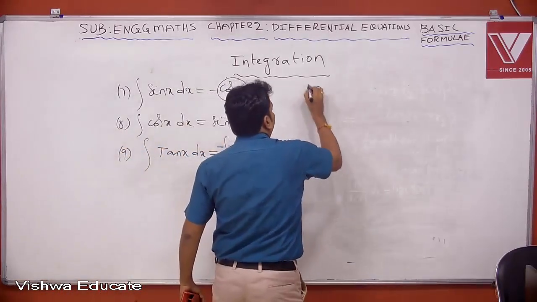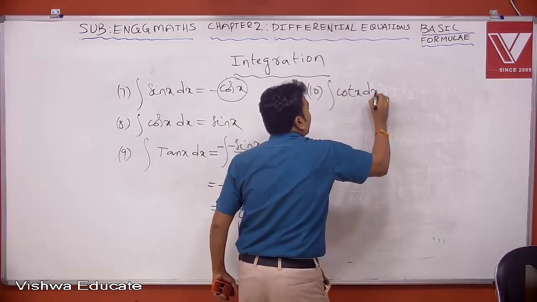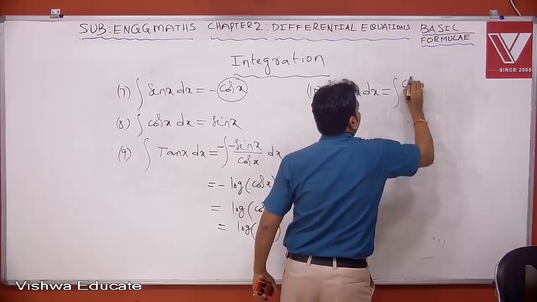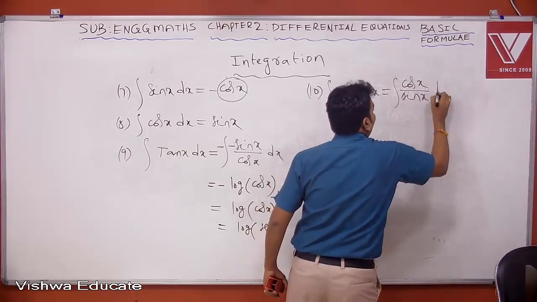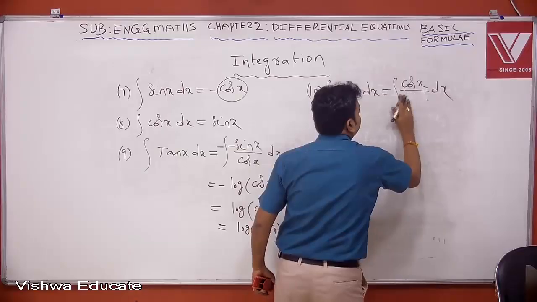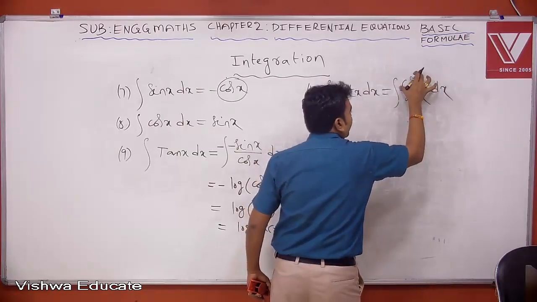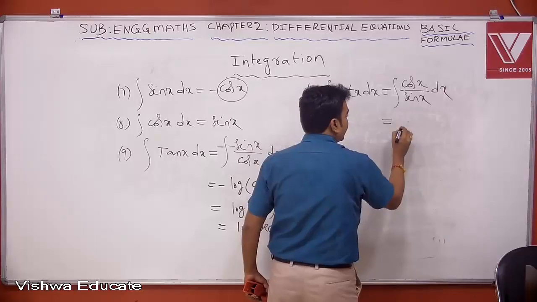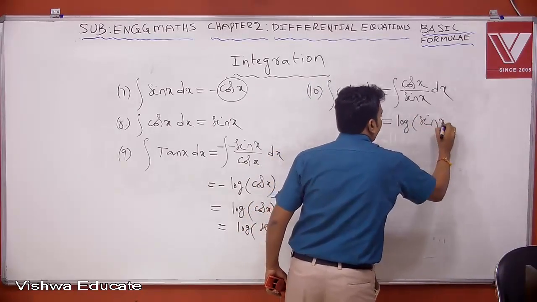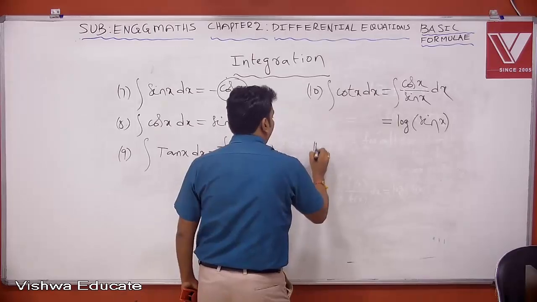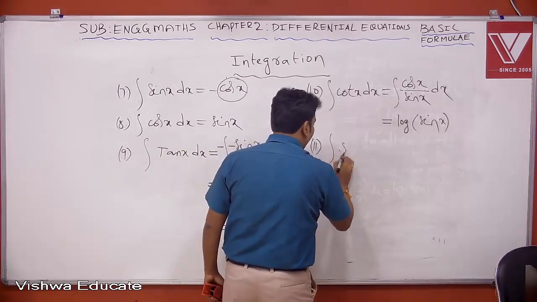Next formula number 10, integral cot x dx. This cot x can be written as cos by sine. The derivative of sin x is directly cos x. Again, by using formula number 6, this will be log of the denominator. We get log sin x. Next we write integral secant x dx.